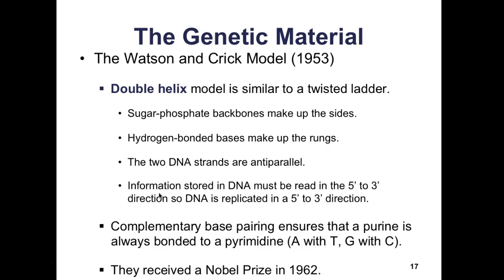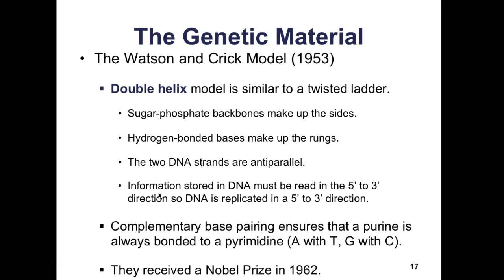And ultimately what we see is Watson and Crick, the model proposed in 1953 was a double helix model, similar to a twisted ladder, where you have a sugar phosphate backbone that makes up the sides, hydrogen bonded bases make up the rungs, and the 2 DNA strands run anti-parallel to one another. Information is stored in DNA and must be read in the 5' to 3' direction. So DNA is always replicated in a 5' to 3' direction. And we'll look at that a little bit more in class.